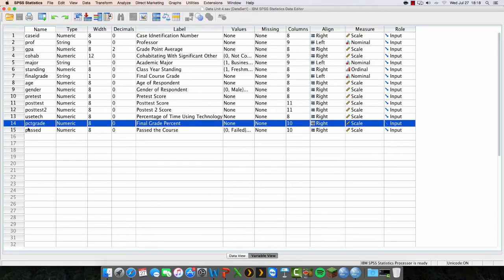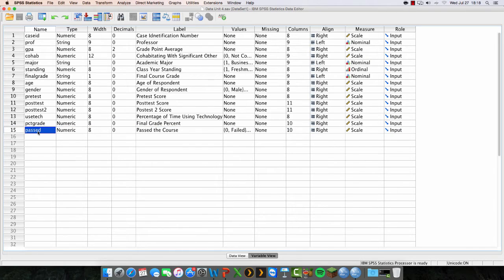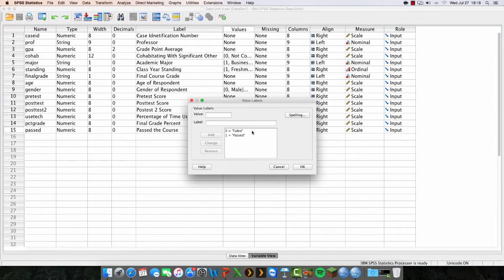Don't confuse this percent grade with the final grade up here, right? The final grade up here is a string variable. It's just words. You can't do any math with it. This percent grade is very handy for doing a little bit of math, like the t-test. And then we have a dummy variable here, a 0-1 variable, that tells whether or not they passed the class. 0 is failed, and 1 is passed.